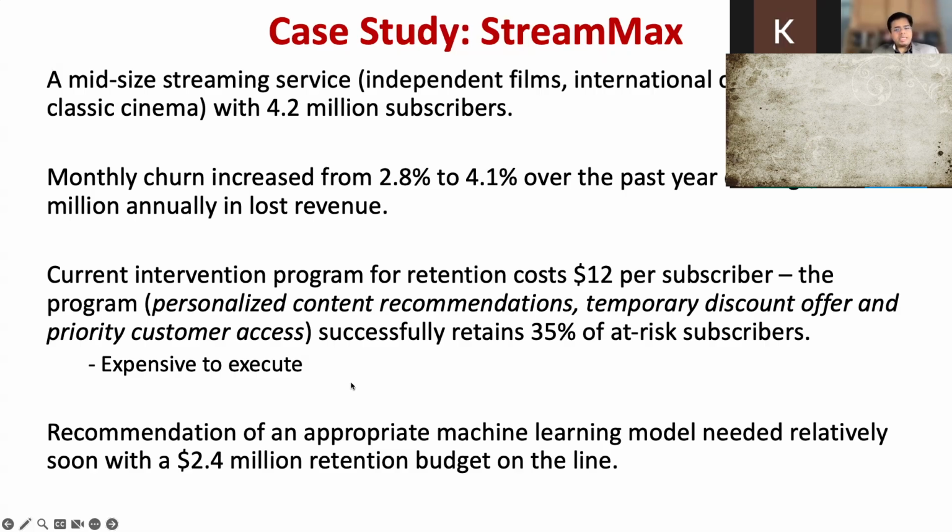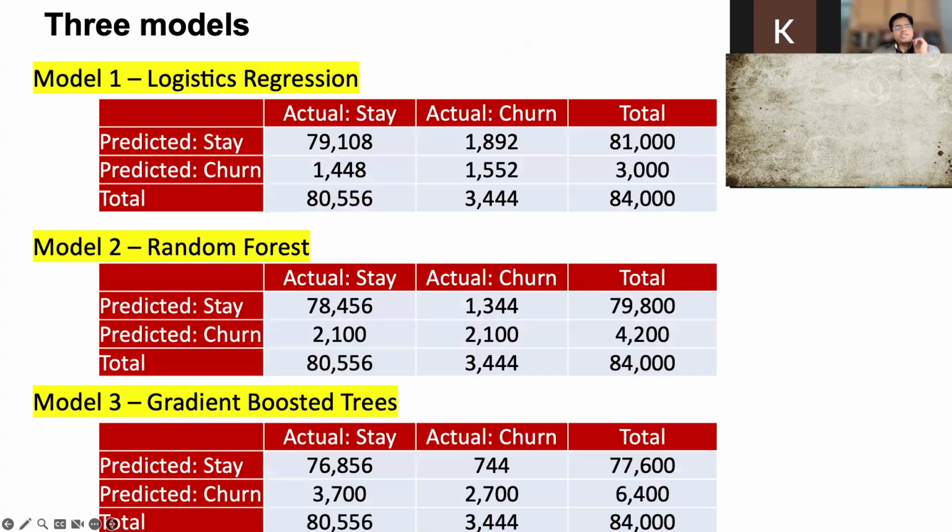So we have to recommend an appropriate machine learning model that can help with the situation. And we have a budget of 2.4 million for retaining customers. Right? So that's the problem in this particular context. And the case already tells us that they're evaluating three models.